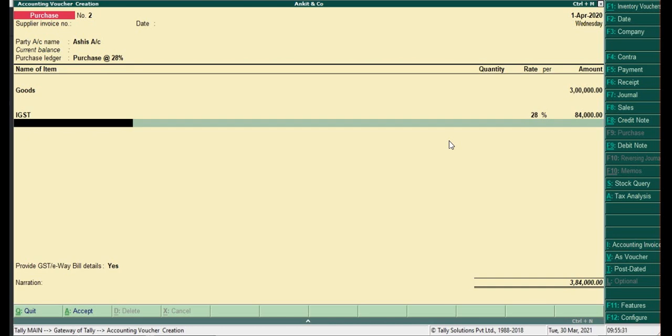Yes, sir. Within the state we'll have 2, CGST and SGST, and the tax will be bifurcated between these 2 taxes. If it is interstate, then we'll have only 1. Okay? Yes, sir. So this is the thing.